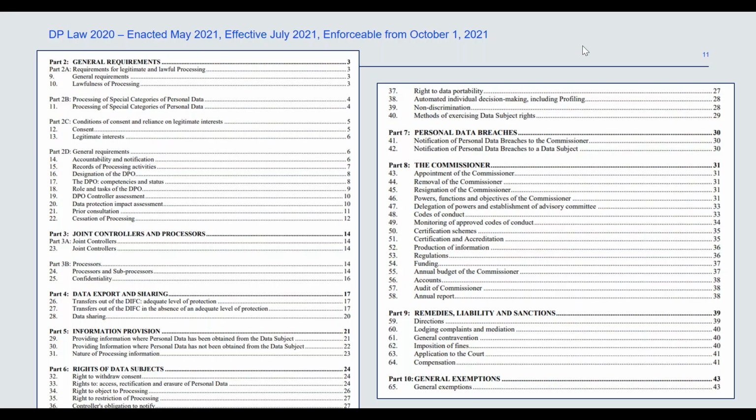And then you talk about personal data breaches in part 7. In some cases you need to notify the commissioner. In all cases, effectively, if you decide to notify, you need to notify the commissioner, but in some cases you need to notify the data subject directly as well. Then we talk about the commissioner's powers and functions and remedies, liabilities, and sanctions. So if you feel as though somebody's contravening the law to your detriment, you can complain to the commissioner, you can lodge complaints, you can request mediation, and the commissioner can impose fines as well.